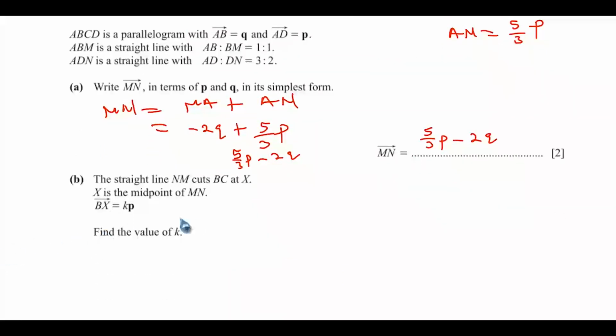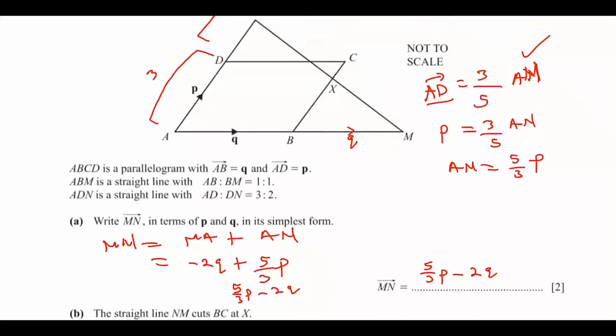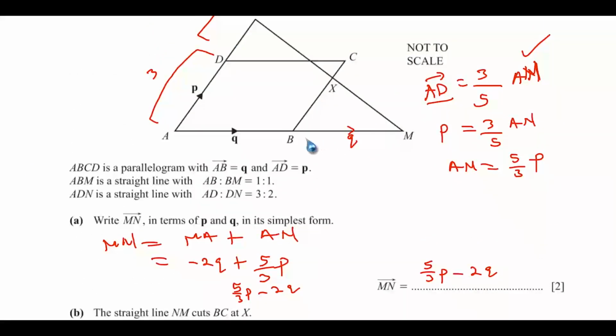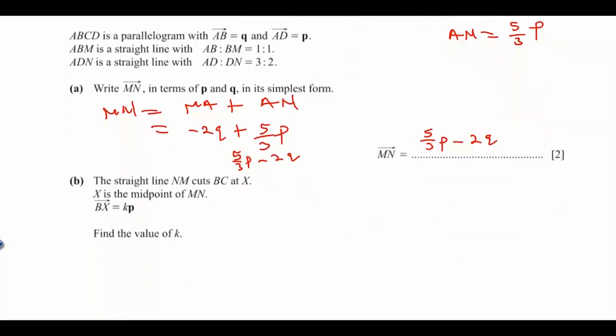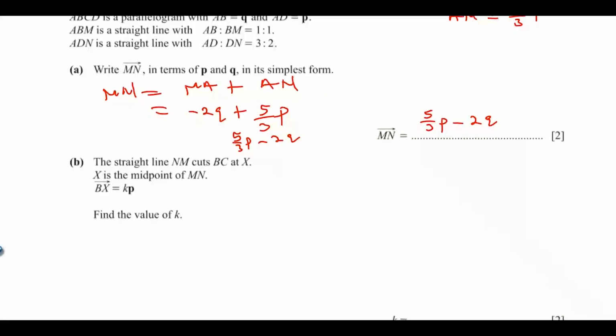The straight line NM cuts BC at X, look at it, NM crosses BC at X, that is at this point. Good. X is the midpoint of MN, so that means MX and XN are equal. So that is the implication. So BX is equals to kp. So find the value of k.